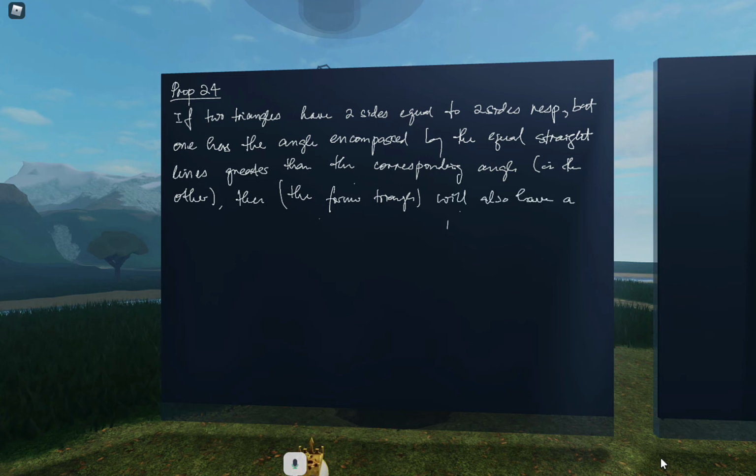Have a base greater than the base of the latter. So I guess you're kind of forced to do this if you don't label stuff, right? But the diagram is like this. So it's essentially the same diagram that Dan had earlier.